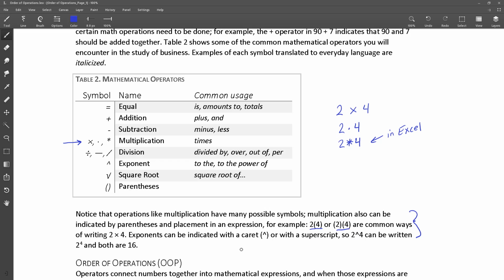Exponents can be indicated with a caret. So 2 to the 4th could be written like this, and in fact, this is the way that you would write it, or type it, in Excel. And 2 to the 4th could also be indicated like this with a superscript. This is the classical mathematical way to show exponentiation, or raising something to a power. So this is 2 raised to the 4th power. It equals 16 no matter how you write it.